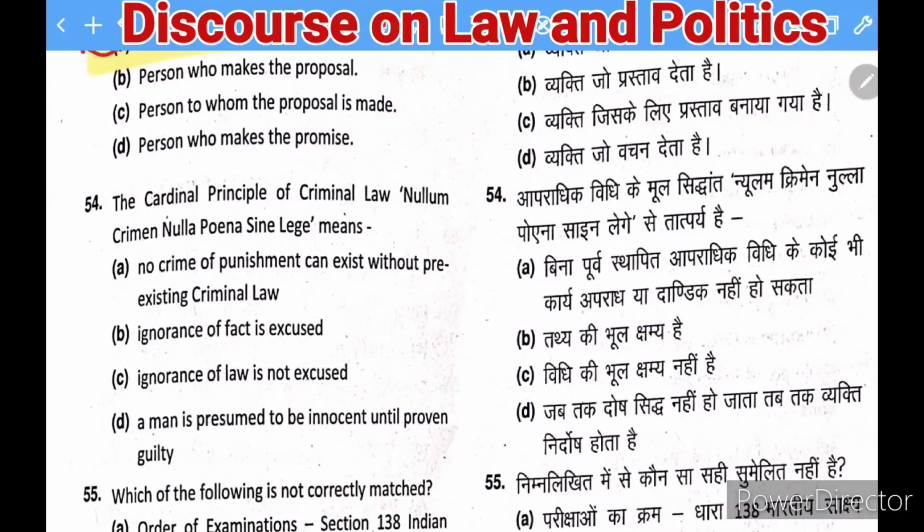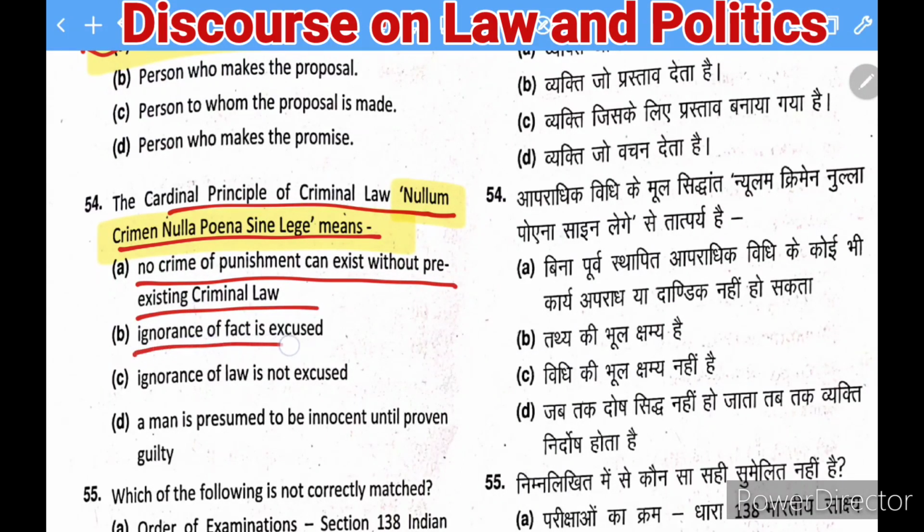Now the next question is here. The cardinal principle of criminal law, nullum crimen nulla poena sine lege, means what? Again I am repeating, nullum crimen nulla poena sine lege. What is the meaning of this maxim? The options given here: no crime or punishment can exist without pre-existing criminal law. Ignorance of fact is excused, which is not correct. Ignorance of law is not excused, which is also not the correct meaning.